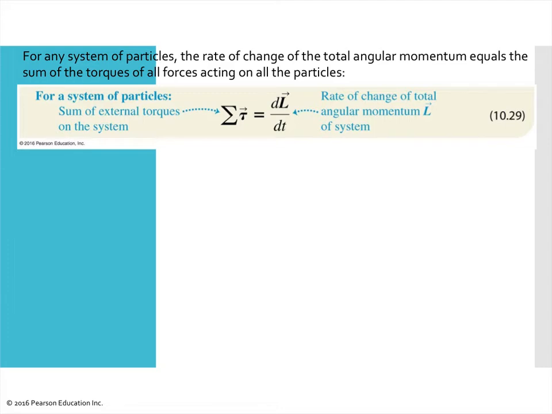So what did we find? We found that this rotational equivalent to F equals ma could be written as the sum of torques is equal to the time rate change of angular momentum. But what if we don't have any external torques? If we do, then we say that the derivative with respect to time of the angular momentum is 0, which we know from math class means that the angular momentum is constant.